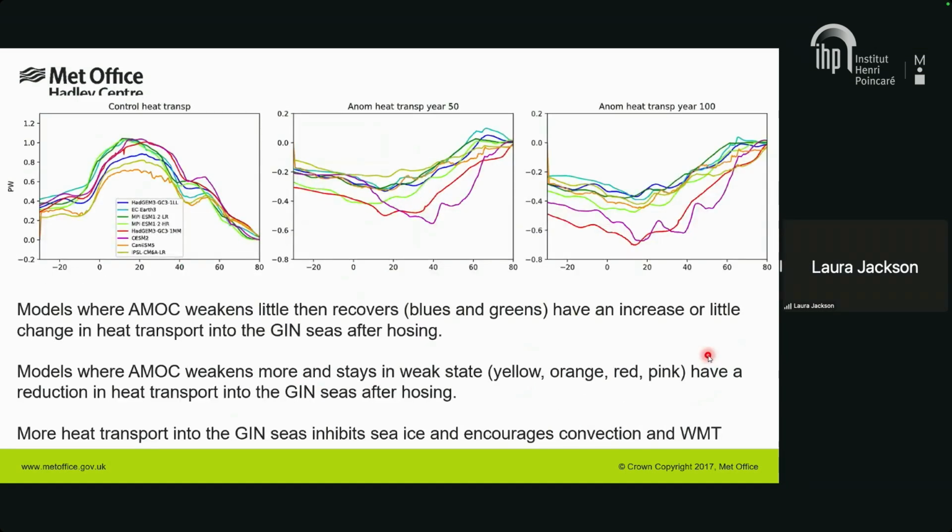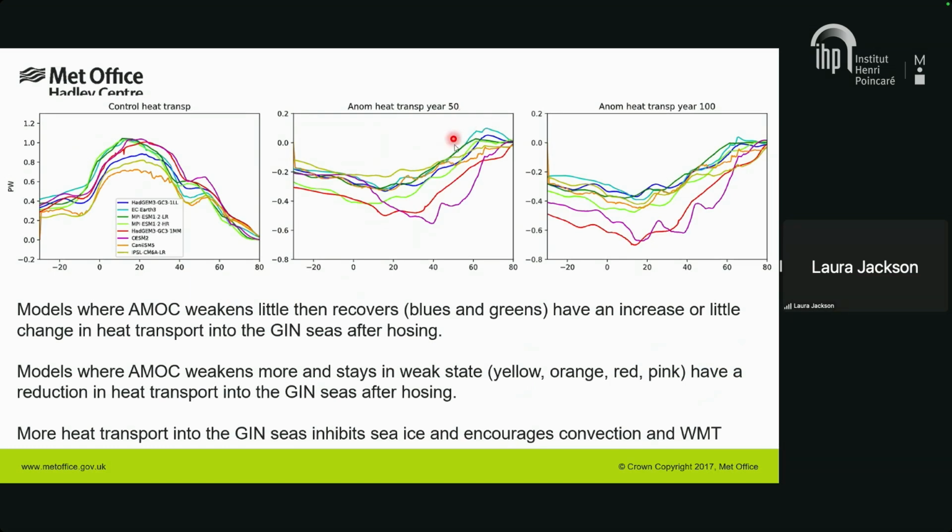One thing we see which seems to be quite important is the heat transport. So this is showing the heat transport by latitude in the 8 different models. On the left, it's showing the control heat transport, and then the middle and the right are the anomalies after 50 and 100 years. So as you expect, after hosing, when the AMOC weakens, we get less heat transport. So we see this weakened heat transport.